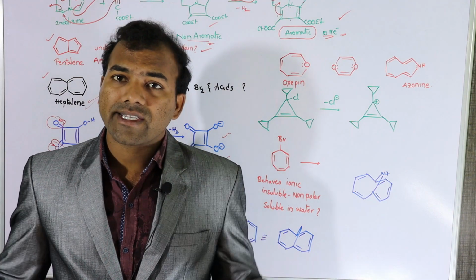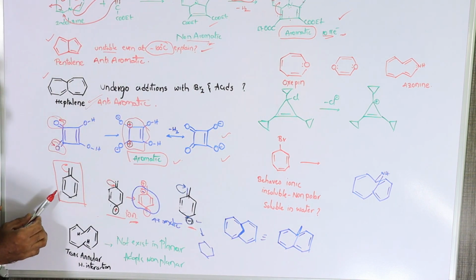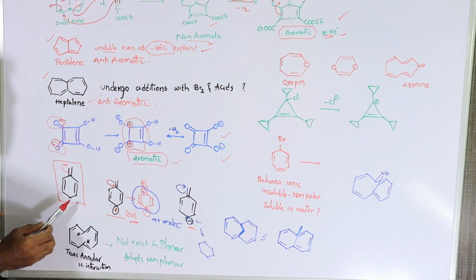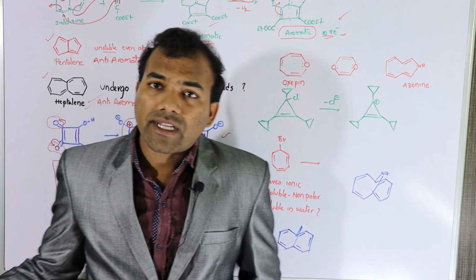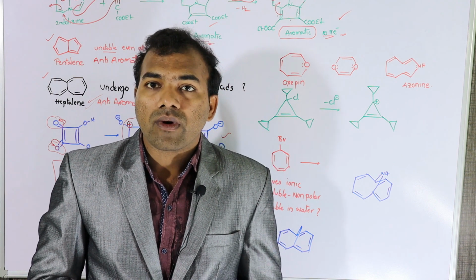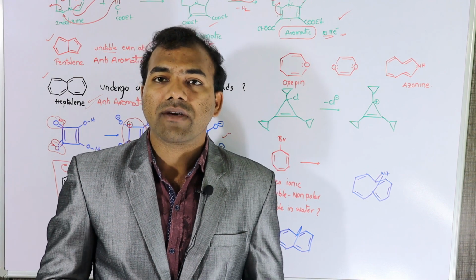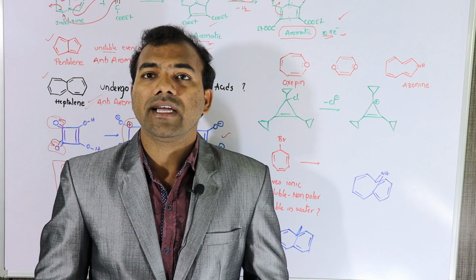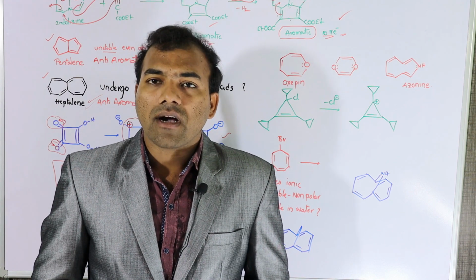Let us go to another example. If the examiner gives you this question, is this compound aromatic or not? See here, there is an sp3 carbon atom. That is enough. We cannot say it is an aromatic compound, nor can we say it is an anti-aromatic compound. Due to the presence of the sp3 carbon atom, we can say it is a non-aromatic compound.